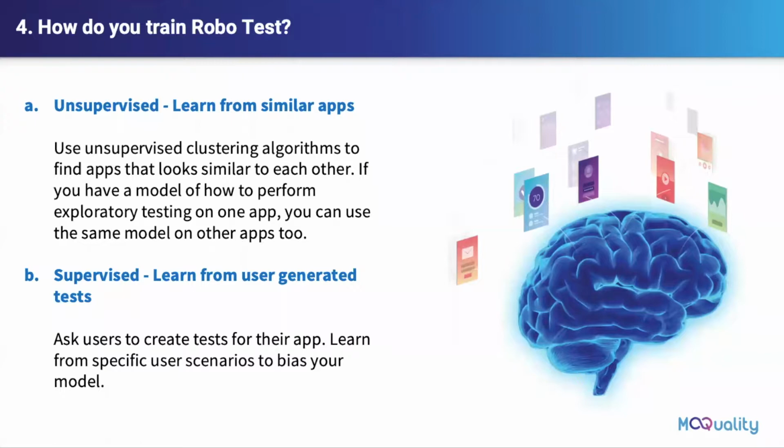For example, in unsupervised, we try to classify apps that are similar to each other, or screens that are similar to each other. And in supervised learning, if we have test cases that the user gives us, we try to infer test flows from that script and actually input it into our robot system.